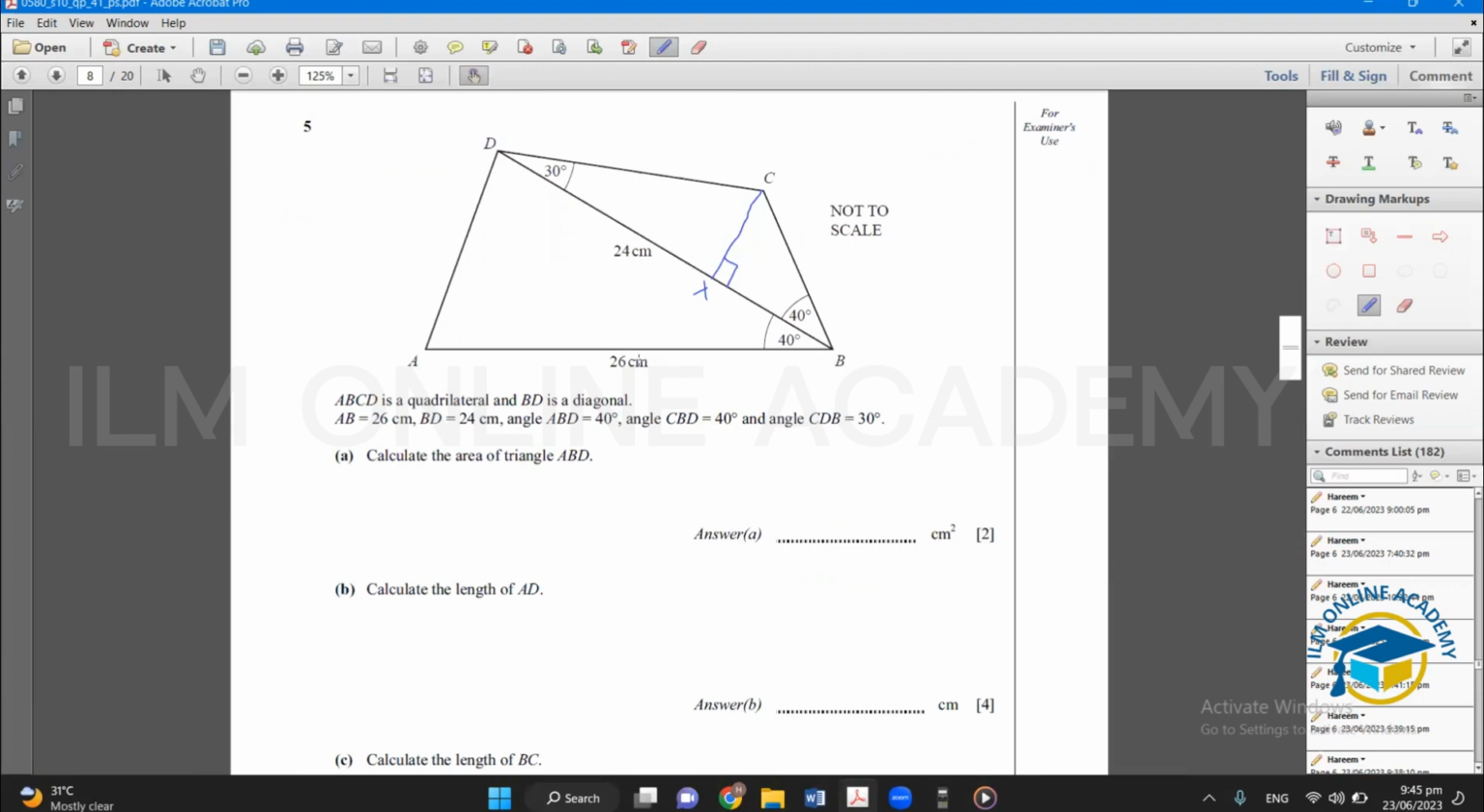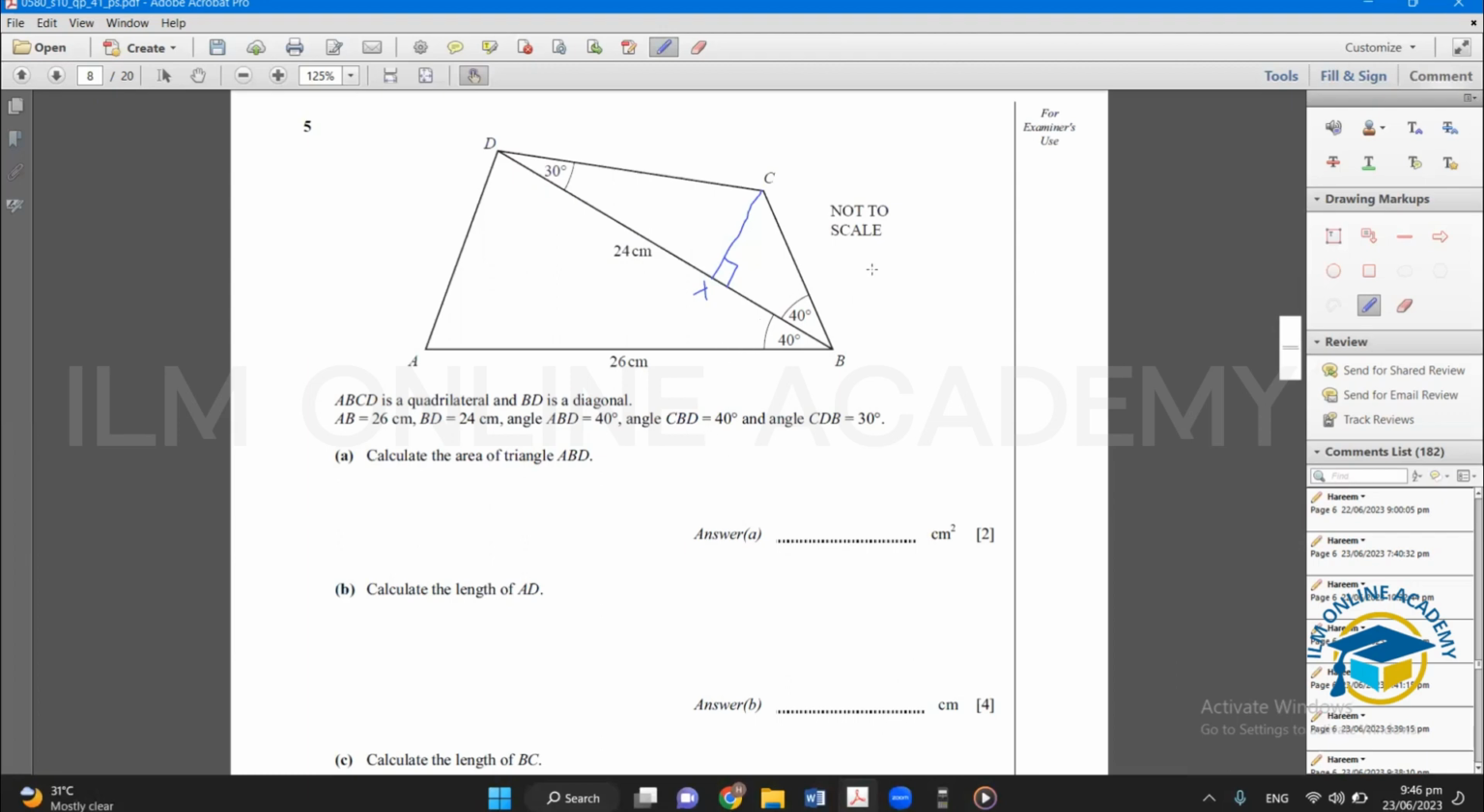ABCD is a quadrilateral and BD is a diagonal. AB equals 26 centimeters, BD is 24, angle ABD is 40 degrees, and angle CBD is also 40 degrees, and angle CBD is 30 degrees. Now the first part is saying calculate the area of triangle ABD. Now you have to find the area of the triangle ABD.